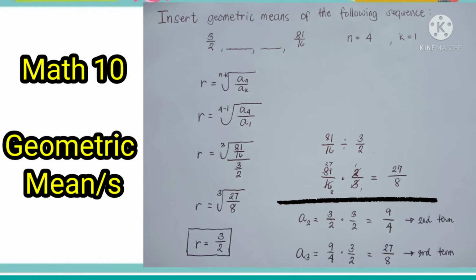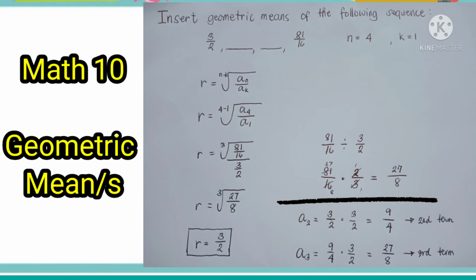2 and 16, the common factor is 2. So therefore, we will divide 2 by 2, which is the common factor. That becomes 1. And 16 will be divided by the common factor, which is 2. That becomes 8. And 81 and 3, there is also a common factor, which is 3. So we will divide 81 by 3 and the quotient is 27. And we will divide 3, of course, by 3 and the answer is 1.